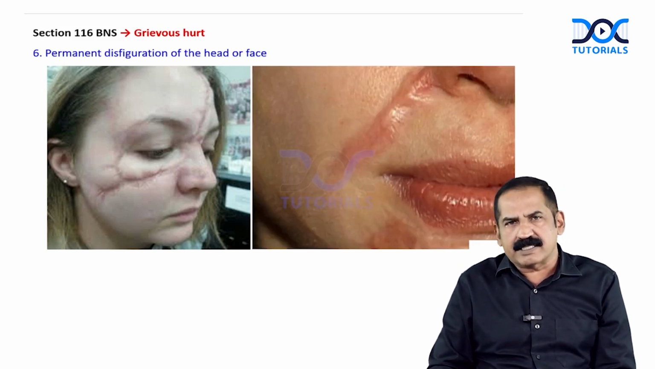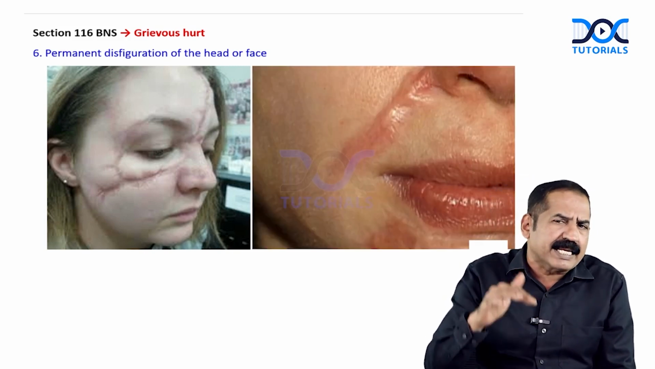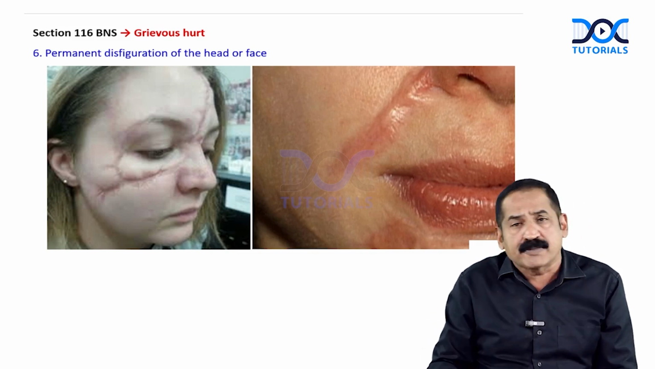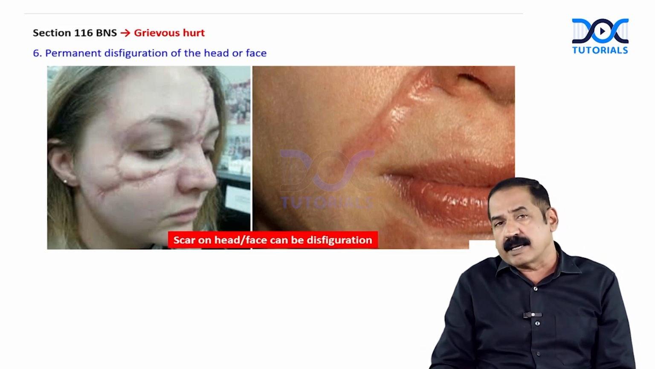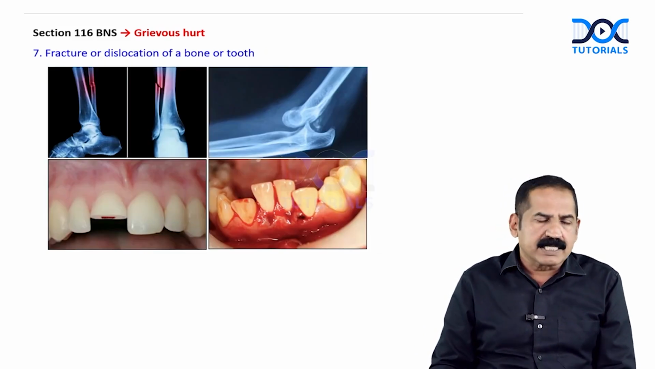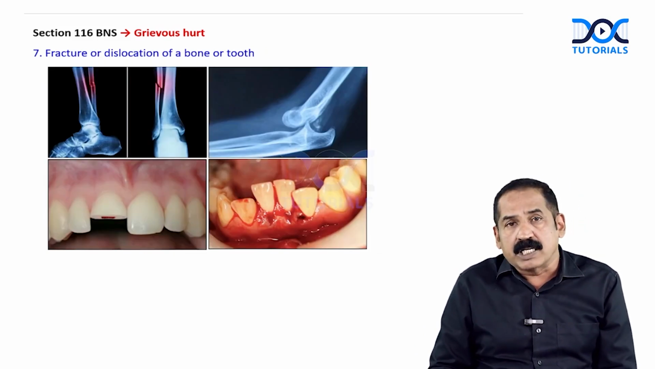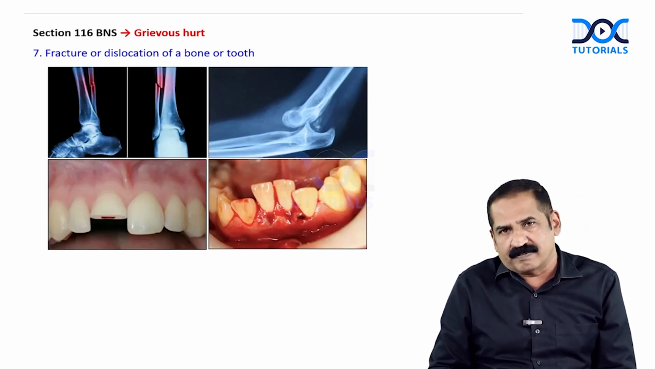But in this case, it is up to the judge at the end whether he considers it permanent disfiguration or not. Now, a scar on the head or face can be disfiguration. Number 7, fracture or dislocation of any bone or tooth.